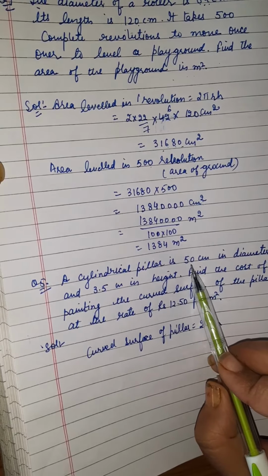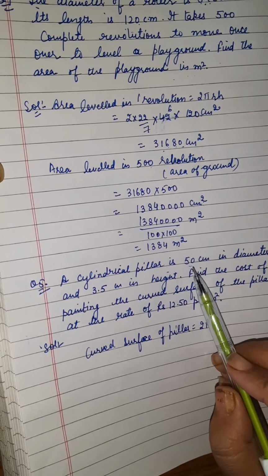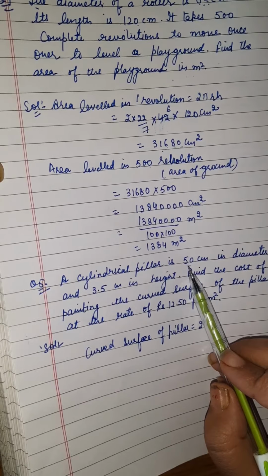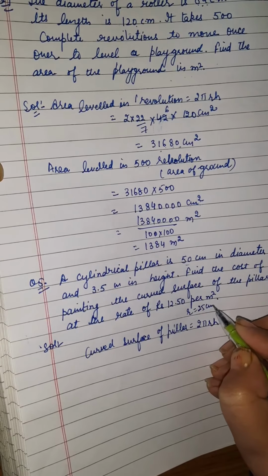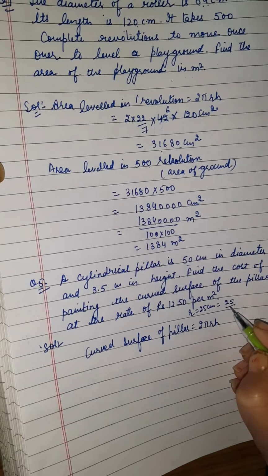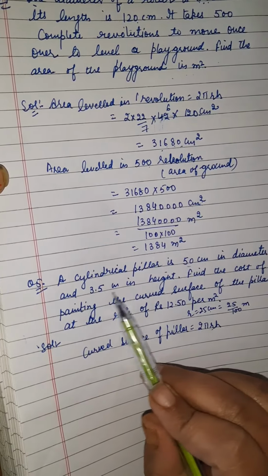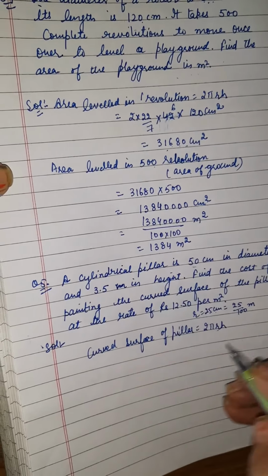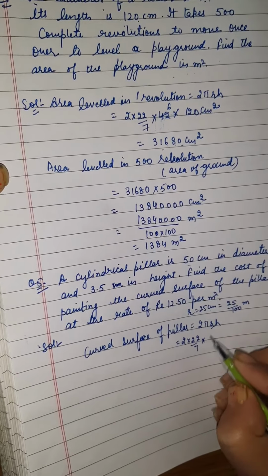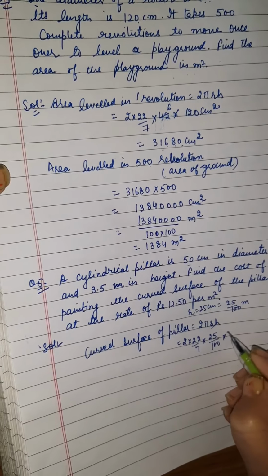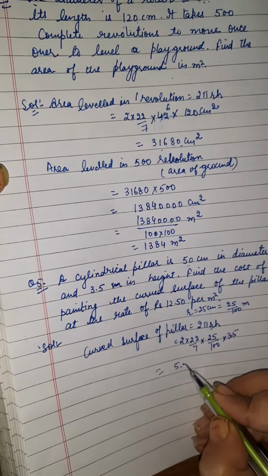Here the diameter is 50 centimeters, means the radius is 25 centimeters. Converting 25 centimeters to meters is 25 upon 100 meter. So put this value, and the height is already in meters, that is 3.5 meters. Put these values in the formula: 2 into 22 by 7, and R is 25 by 100 and H is 3.5. When we multiply all this, we get 5.5 meters square.